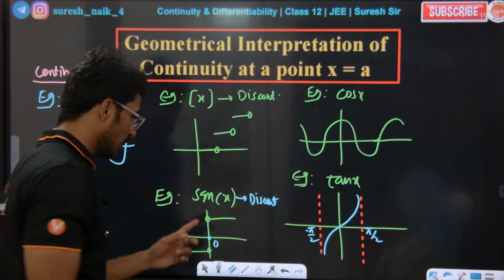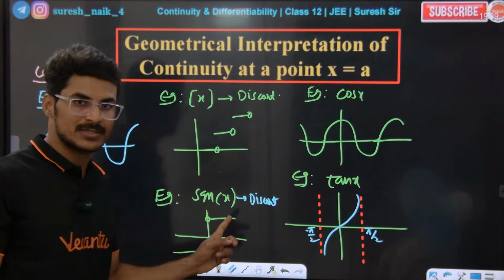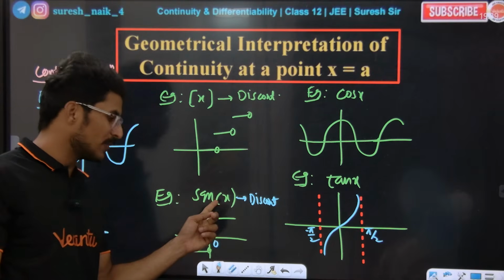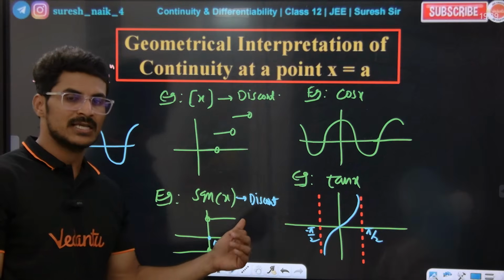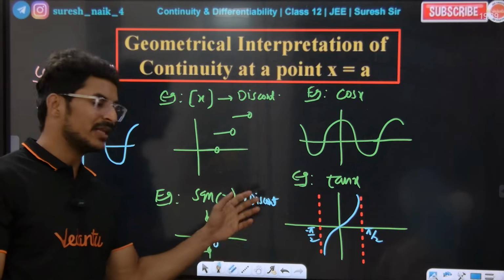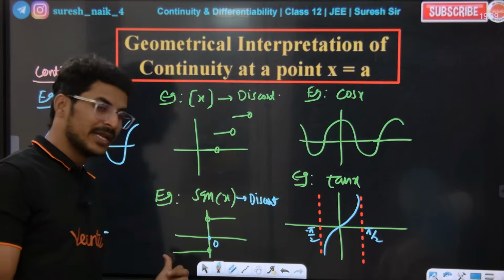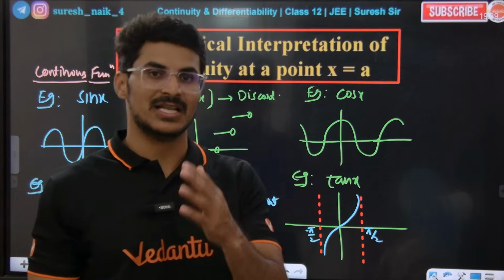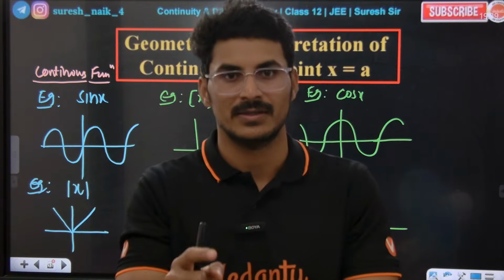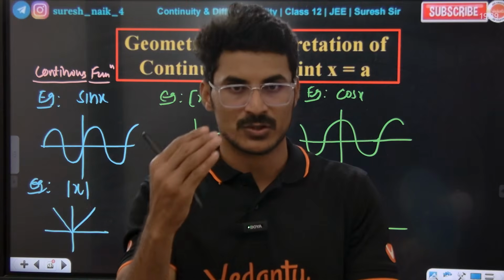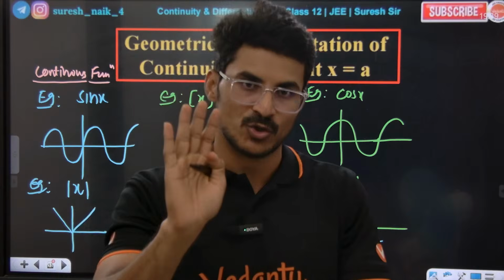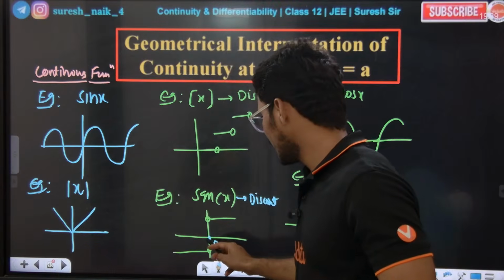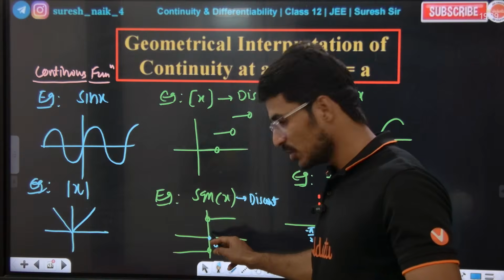Sir, as you told, your domain is all real numbers. Whatever you put inside signum, you will get an answer. Signum of 0 is always 0. Signum of anything positive is always 1, signum of anything negative is always -1. Understood, guys? You would have studied in class 11: signum of any positive number is always 1, signum of any negative number is always -1, signum of 0 is always 0. Okay? But at 0 the answer is 0, not -1.